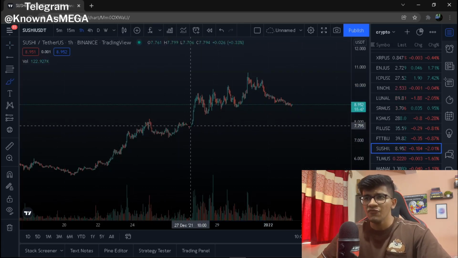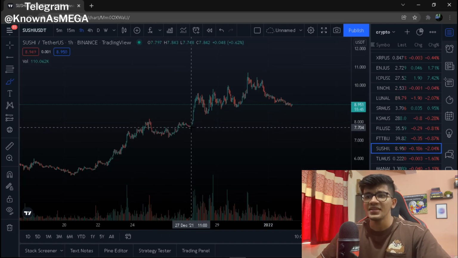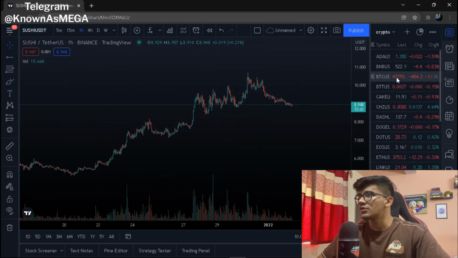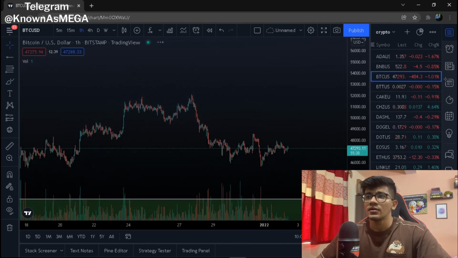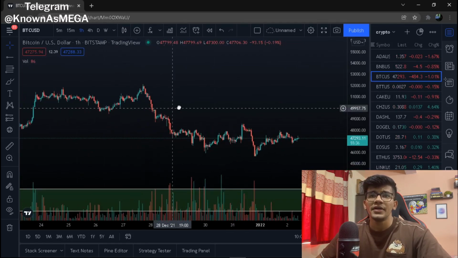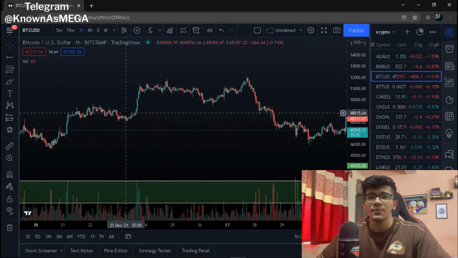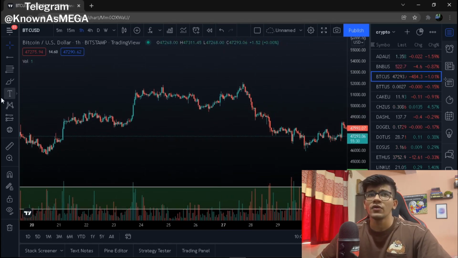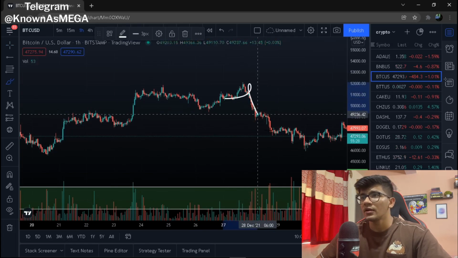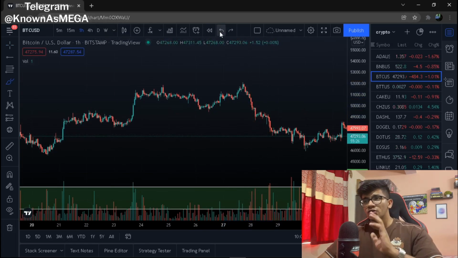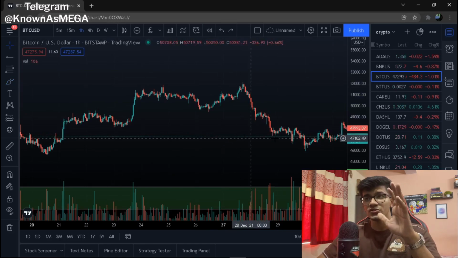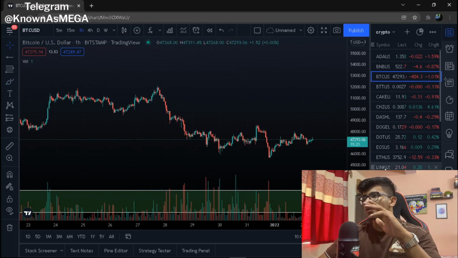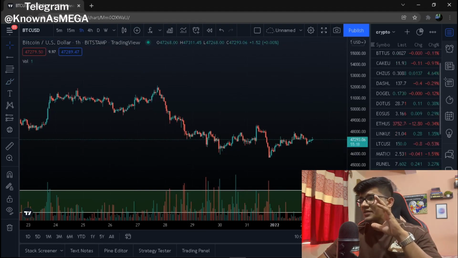So let's see where Bitcoin was on 27th December. Bitcoin was somewhere around here, and then Bitcoin dipped. If we look at Sushi, however, it is very strong. Sushi did not dip at all. Sushi continued going higher while the whole crypto market was going down. So this is how you basically stand out.